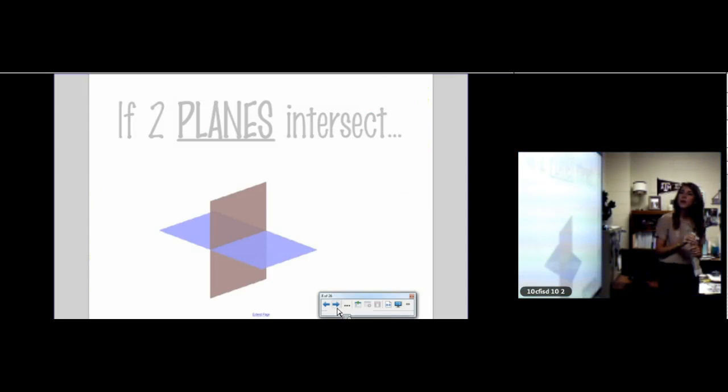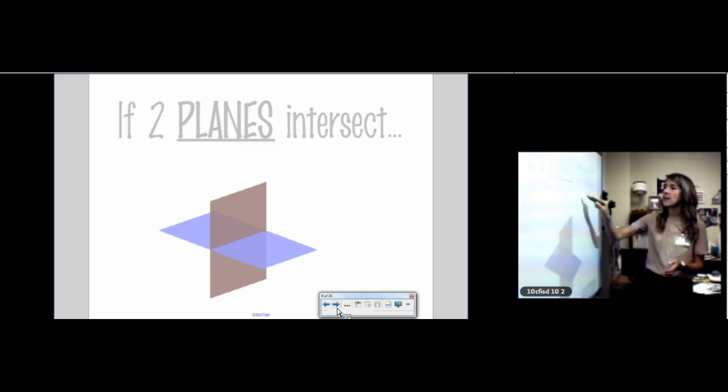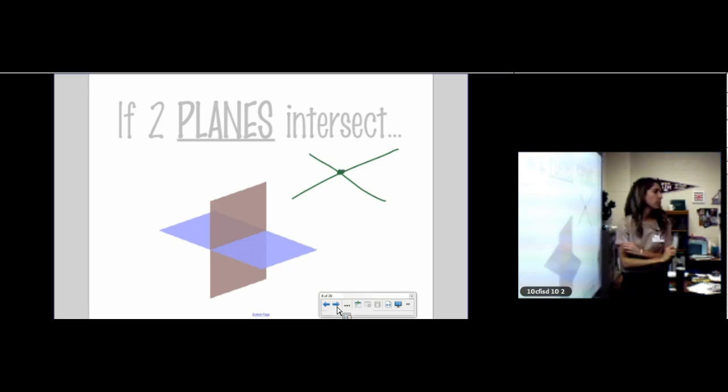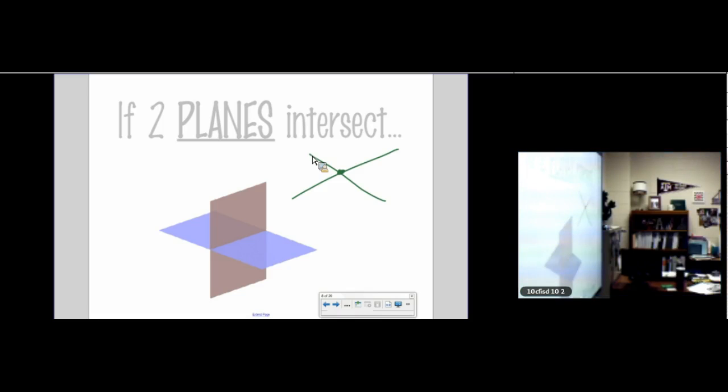It's okay. All right, before we use these skewers, the next postulate says, if 2 planes intersect. So, we already agreed that if 2 lines cross, we get a point. But what about if 2 planes cross? What do you get when 2 planes cross? Yeah, very good. Say it louder.